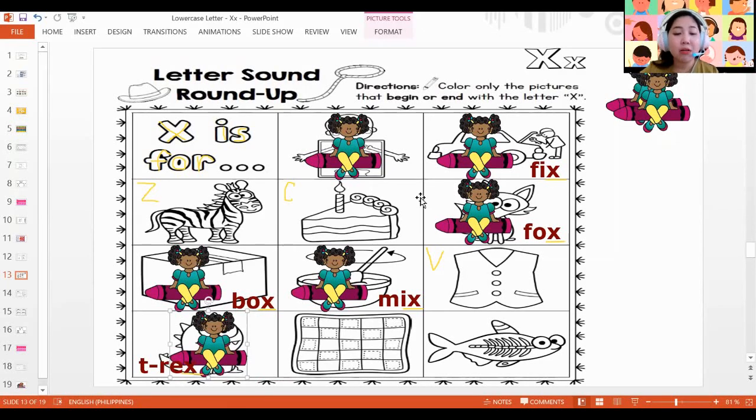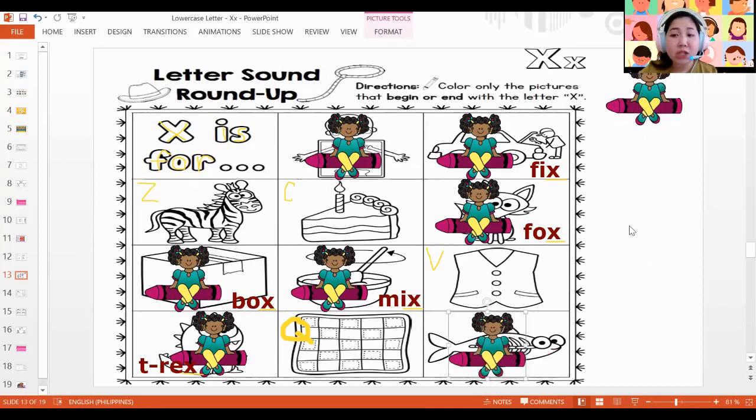And the picture beside it, that is a quilt. Quilt. Are we gonna cover quilt? No, we're just gonna write the letter Q because quilt begins with the letter Q. And for the last one, we have X-ray fish. So let's cover our X-ray fish.